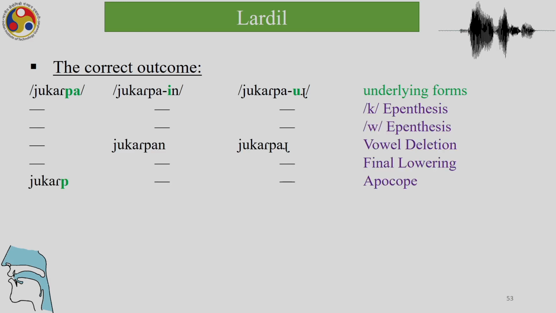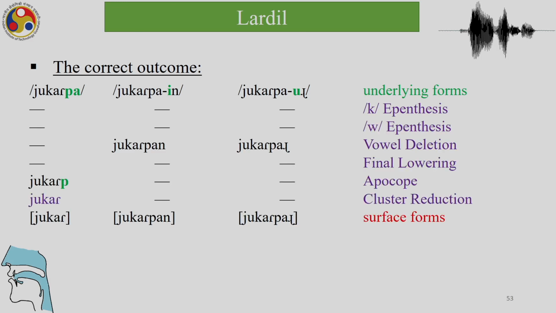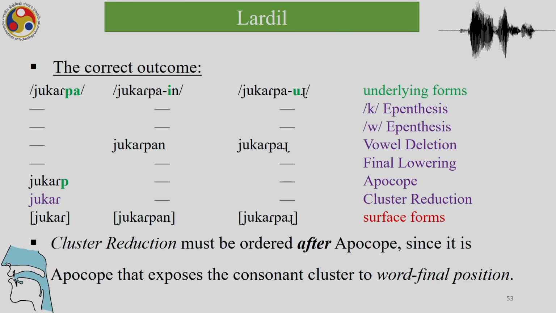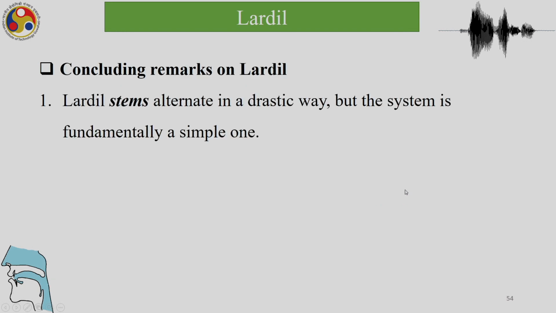So now when we apply the apocopy rule properly, followed by cluster reduction, then we get these surface forms. So cluster reduction must be ordered after apocopy, since it is apocopy that exposes the consonant cluster to word-final position. So because of consonant-zero, we do not see these forms in the uninflected form, and as a result we need more rules, apocopy and cluster reduction, to arrive at our surface forms here.